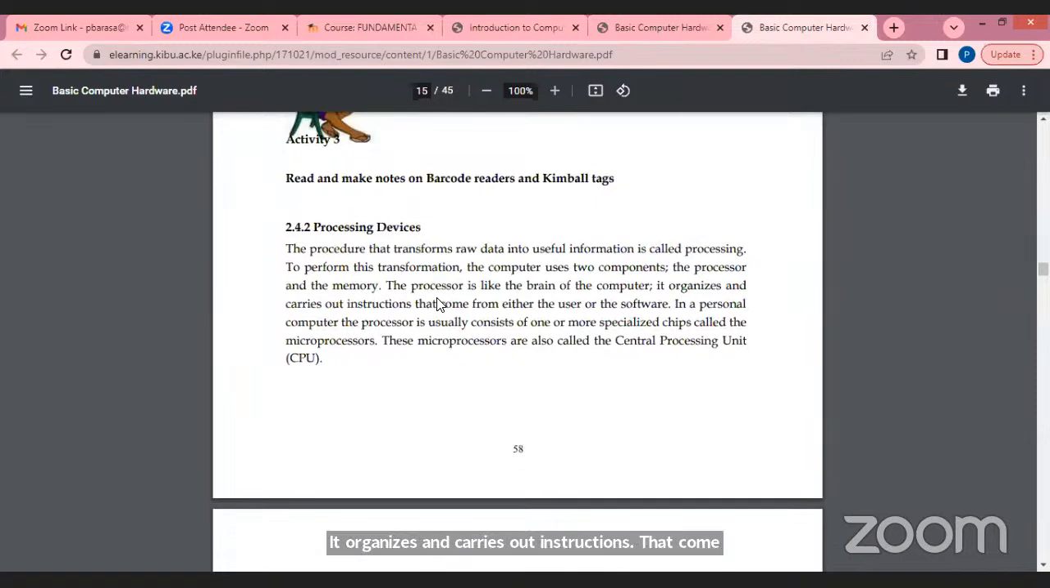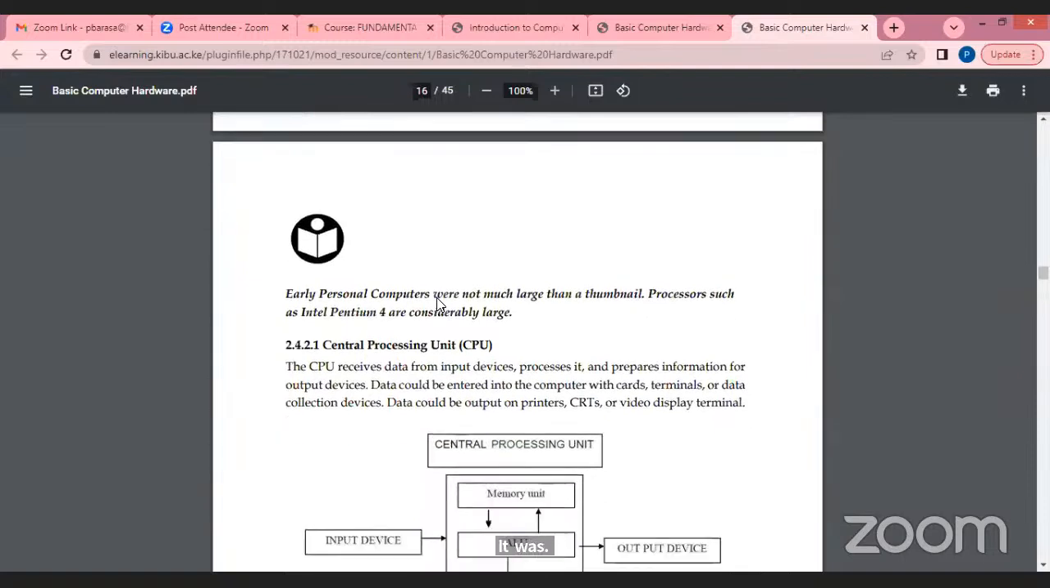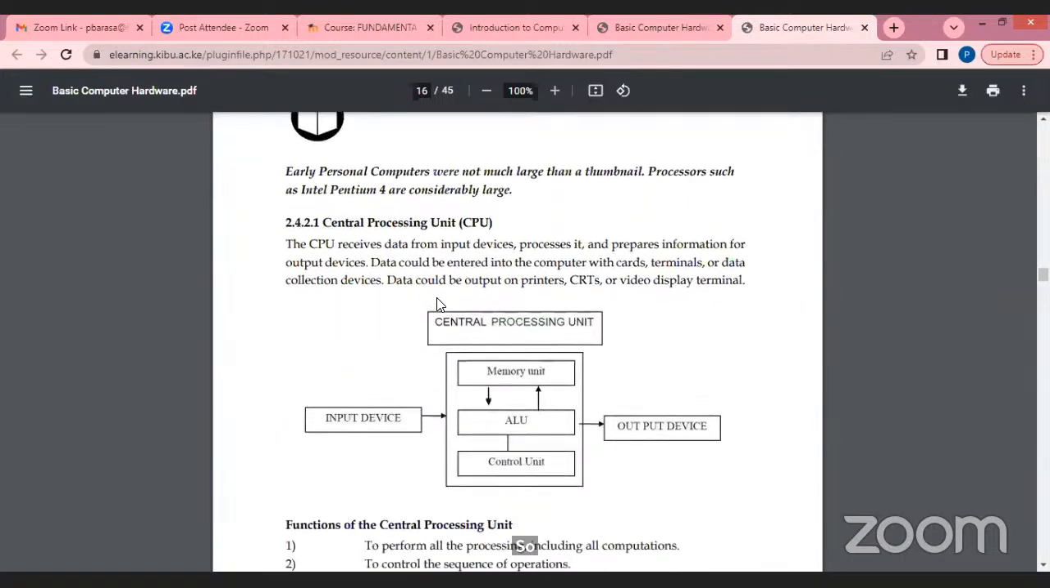In a personal computer, the processor usually consists of one or more specialized chips called the microprocessor. The microprocessor is also called the central processing unit. The central processing unit, the CPU, receives data from input devices, processes it, and prepares information for output devices. Data could be entered into the computer with cards, terminals, or data collection devices. Data could be output on printers, CRTs, or visual display terminals.